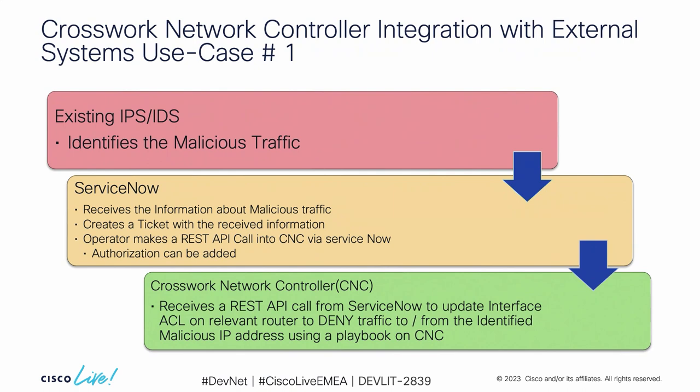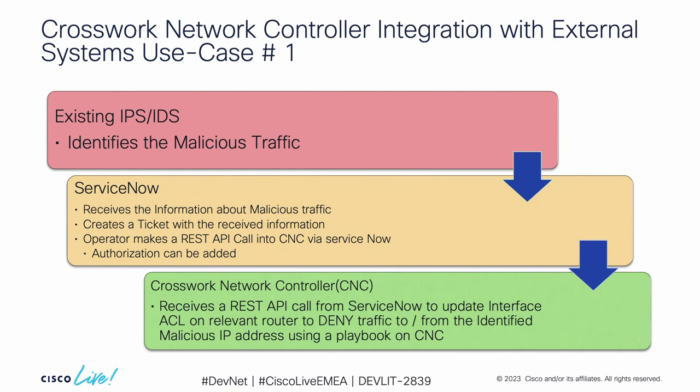With that being said, let's get started with the use cases. This is one of the use cases that I would like to explain today, which is implemented in one of the largest service providers throughout the globe. Typically, what happens here today is the existing IPS and IDS detects some malicious traffic, and it raises a service ticket in their internal system. So typically, whenever there is an identification of malicious traffic, a ticket is raised in ServiceNow, which would provide the information of the malicious traffic.